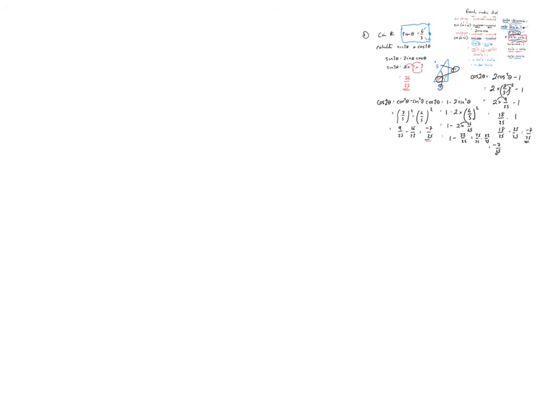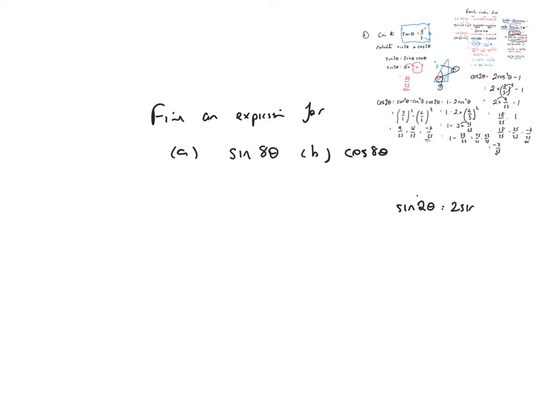Okay, next one, we're going to find an expression for sine 8 theta and for cos 8 theta. Now, key thing is, let's think about the double angle. Sine 2 theta equals 2 sine theta cos theta. The key thing to see there is whatever angle is here, you half that angle here. So whatever that angle is there, that's the double angle, you half it there.